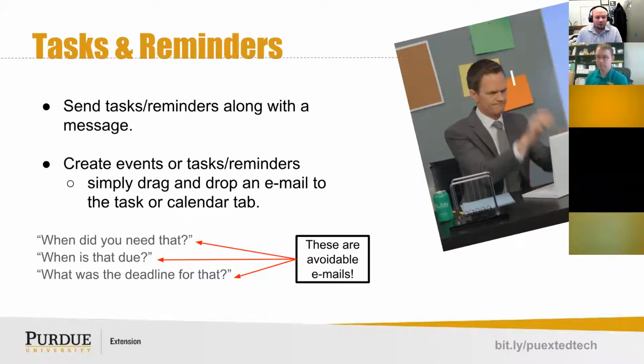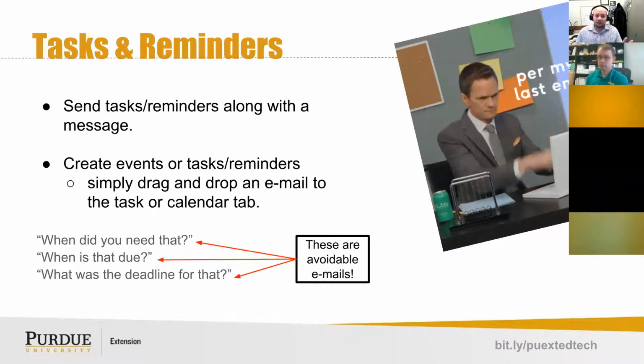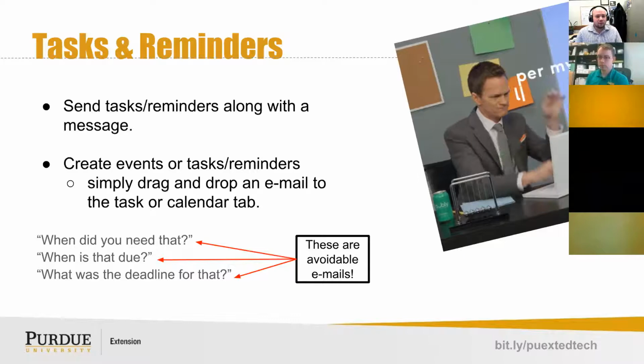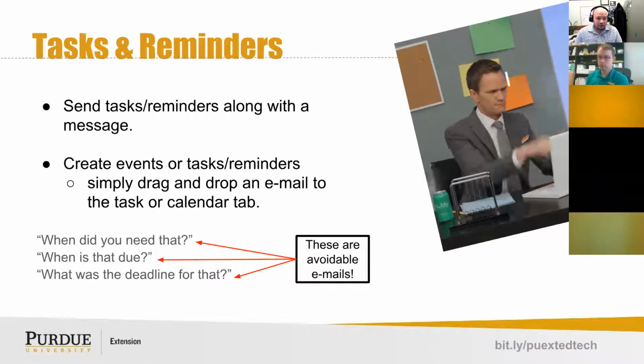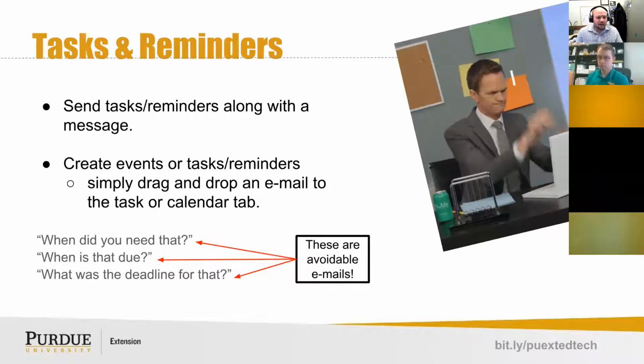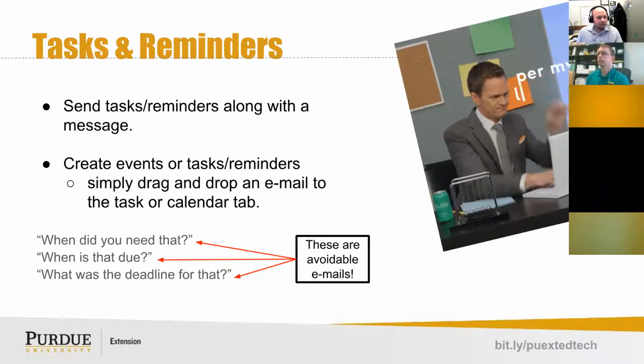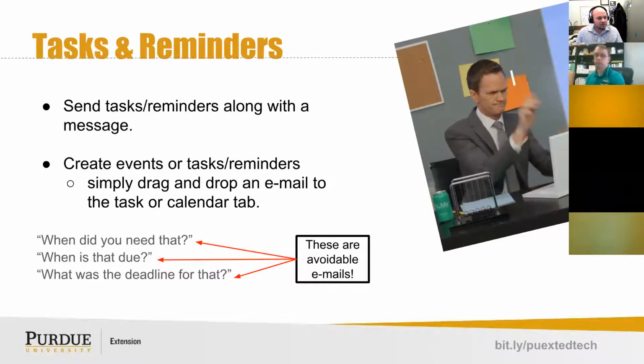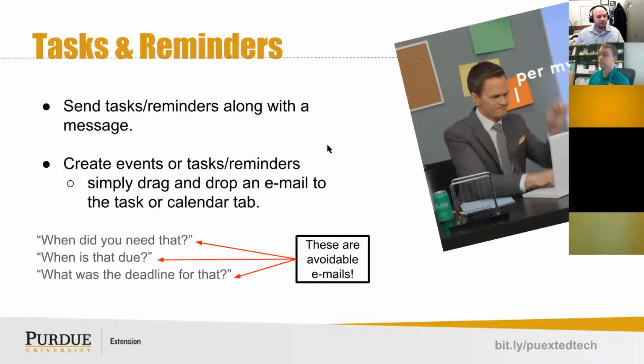So we always say, when did you need that, or when is that due, or what's the deadline for that? Those are all completely avoidable emails if you use the tasks and reminders feature in Outlook. So when you send a message, you can actually include a task. I sent in the email reminder with this, I sent a task attachment to it. So some of you might have seen in your email, if you look in your tasks, there might be a reminder in there to attend this webinar.